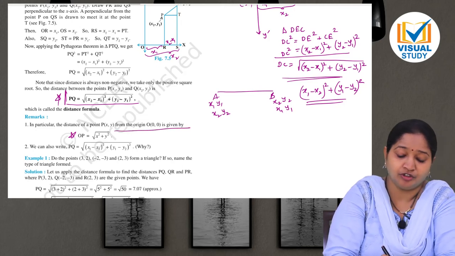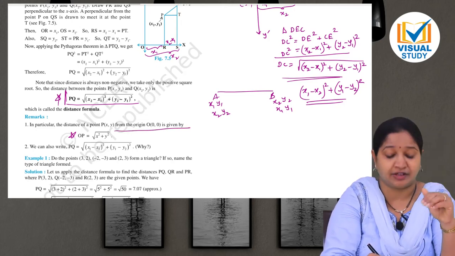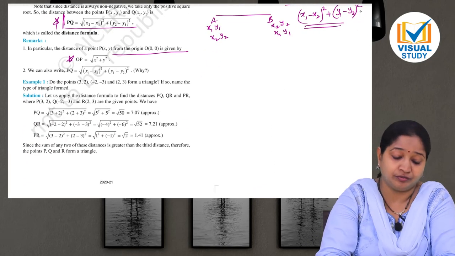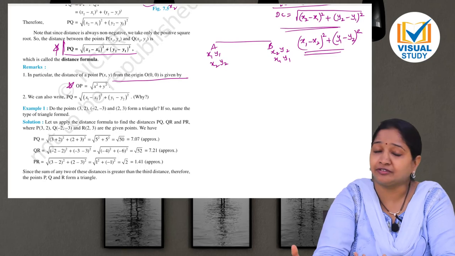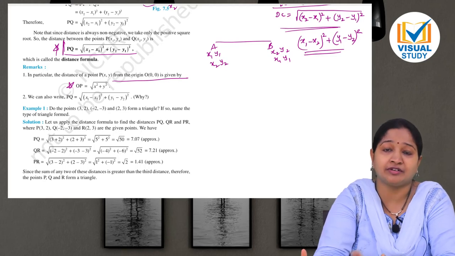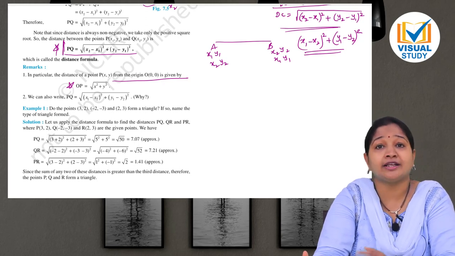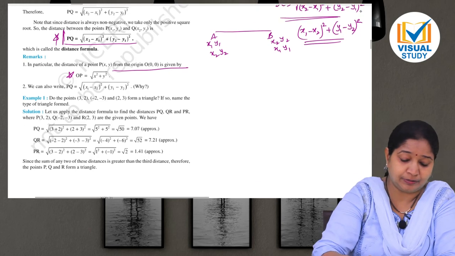From origin, your formula will be x square plus y square. What is your formula? x square plus y square. And what is the regular distance formula? x1 minus x2 whole square plus y1 minus y2 whole square, or x2 minus x1 whole square plus y2 minus y1 whole square. Just keep in mind.